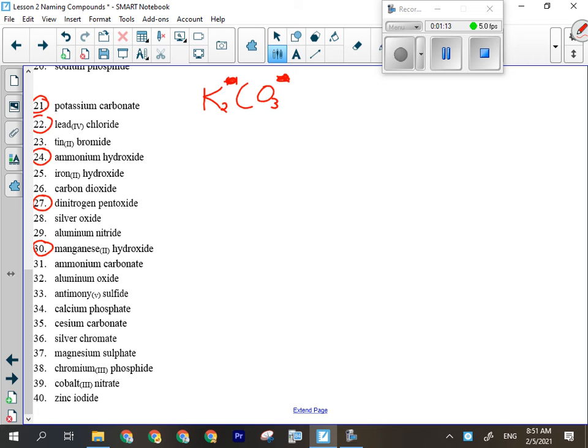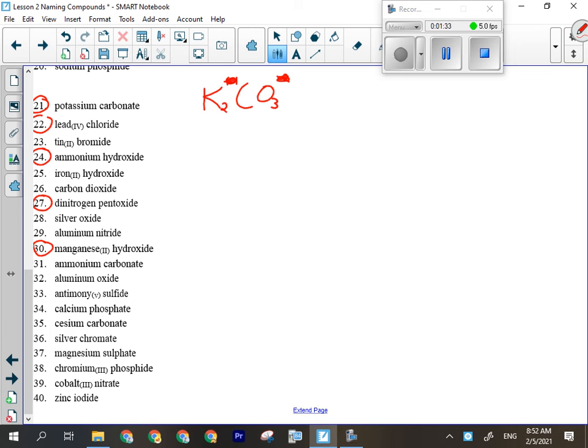All right, questions on that one? And if there's anything giving you trouble here, make sure you ask, okay? Today's the day to make sure we understand everything. All right, question number 22. I've got lead with a Roman numeral 4 beside it, chloride. So first off, ionic or molecular? It's ionic, lead's a metal, okay?